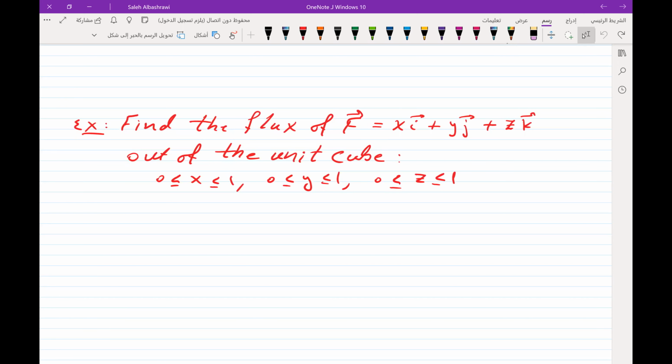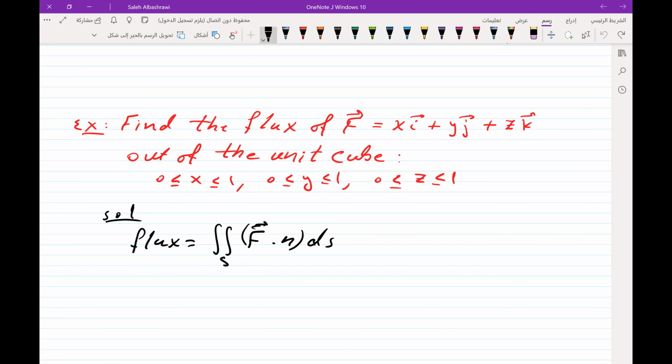We are still speaking about the flux of a vector function through a given surface. We define the flux to be the double integral, or surface integral, of the vector function. The flux is given by the integral of f dot n ds. In this example, we need to find the flux of the given function xi plus yj plus zk out of the unit cube, where x, y, and z are between 0 and 1.